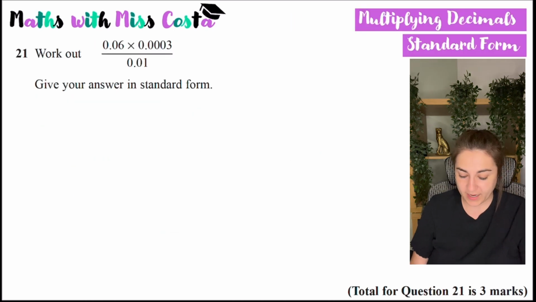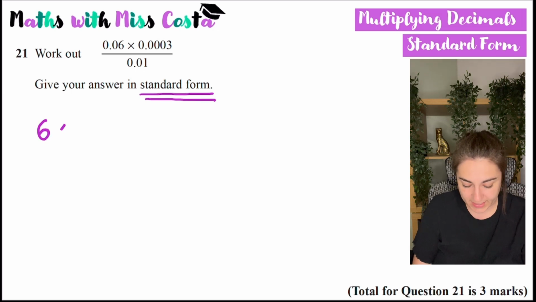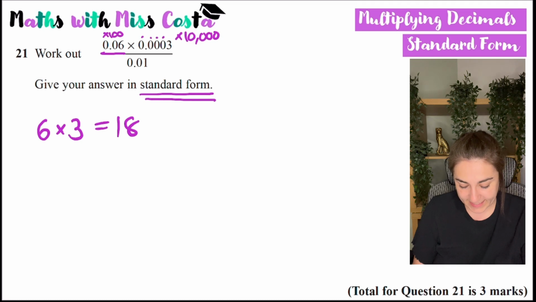Now I need to work out this calculation and give my answer in standard form. So whenever I'm multiplying decimals, what I want to do is turn them into whole numbers. So 0.06, if I times that by 100, that would give me 6. 0.0003, if I times that by 10, 100, 1,000, 10,000, that would give me 3. So 6 times 3 is 18.